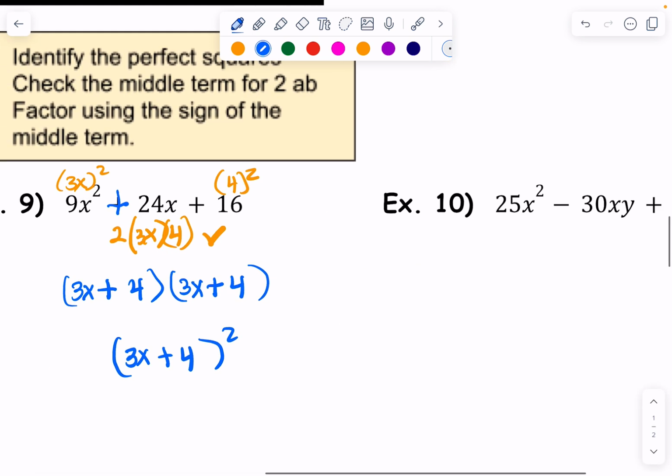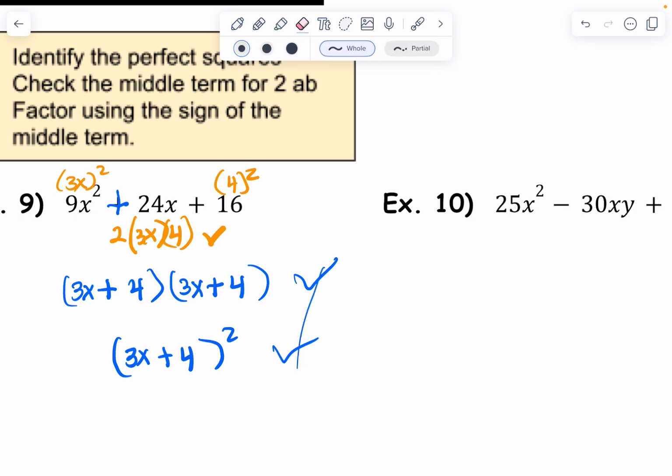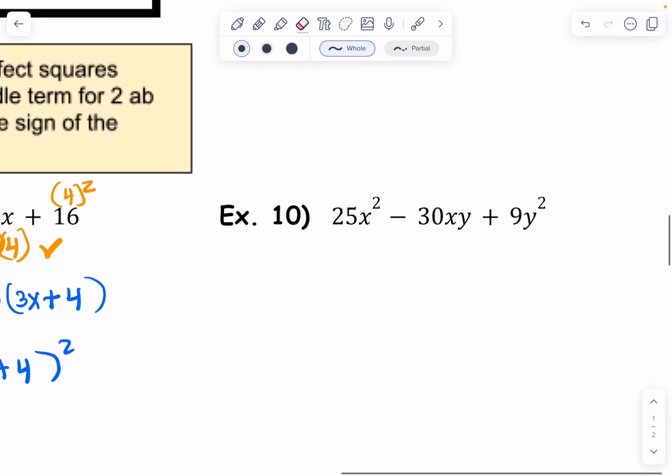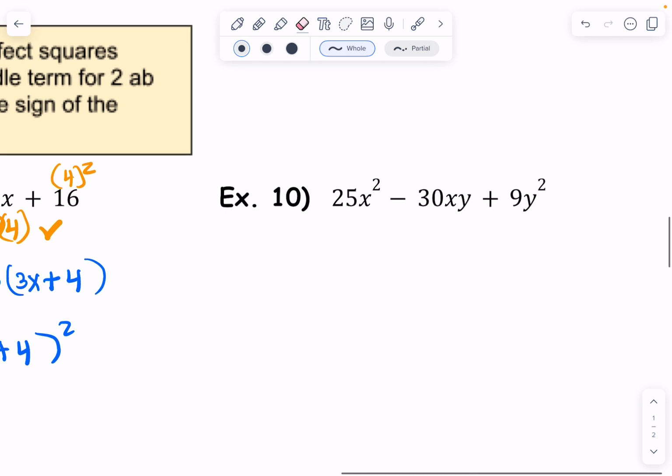Okay, so some of you might be asking, should we do it like this or like that? And I don't care. Either way is fine with me. But you do need to be able to recognize them if it was a multiple choice. Okay, let's do the next one.